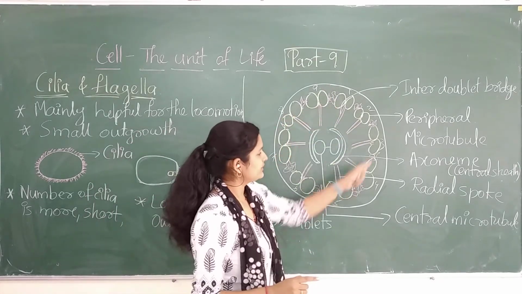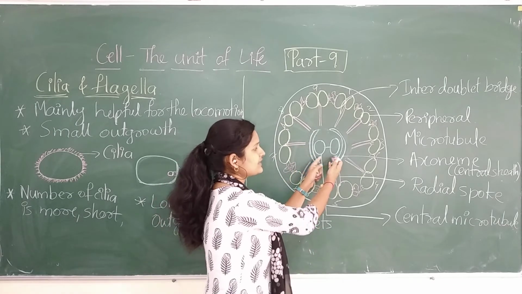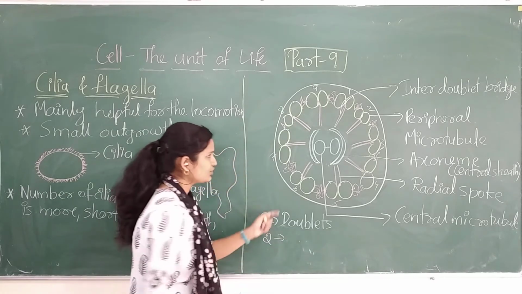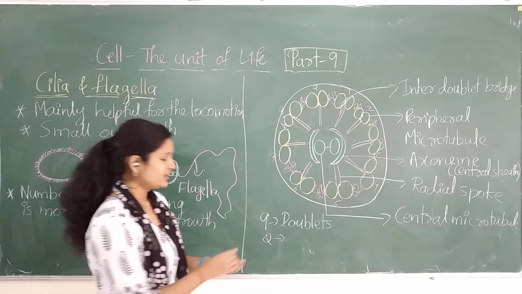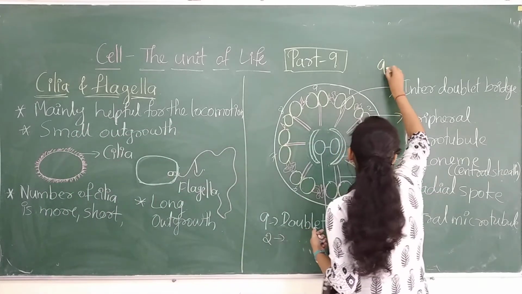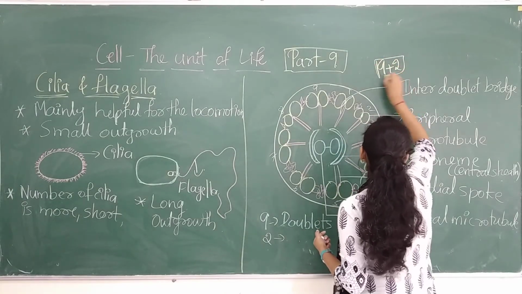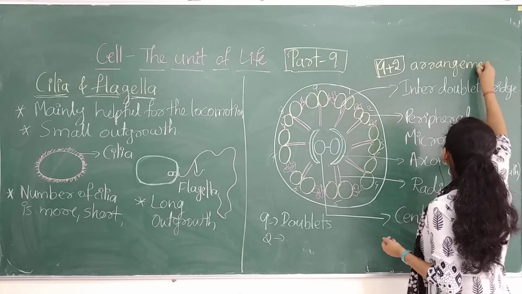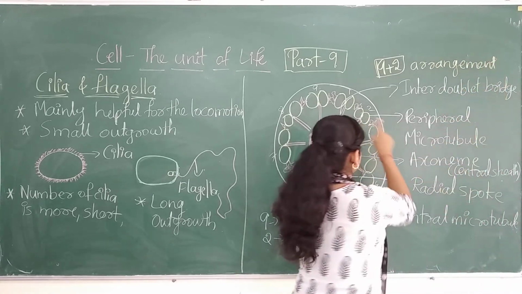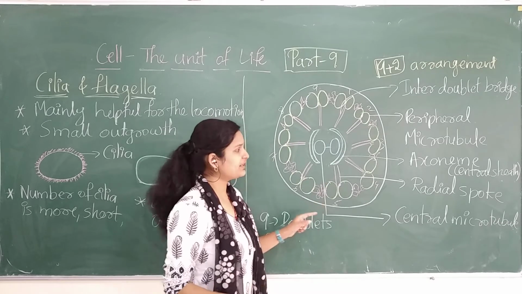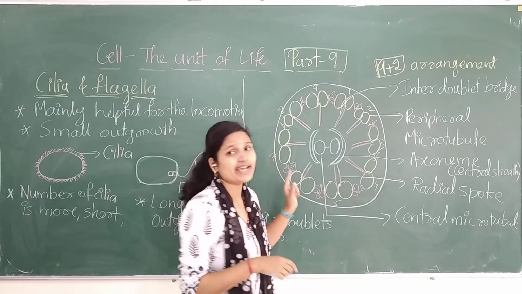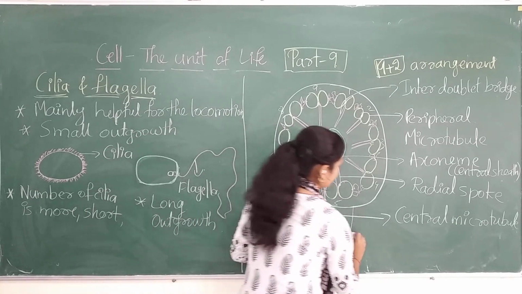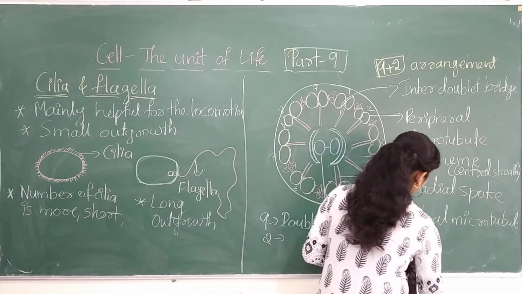The 9 doublets will be there and at the center 2. So the arrangement will be 9 plus 2 arrangement, very important. So here the 9 plus 2 arrangement will be there and this one will be enclosed by the plasma membrane. This is nothing but plasma membrane.